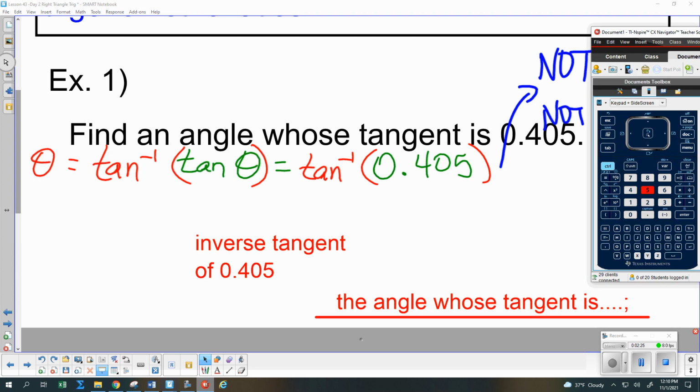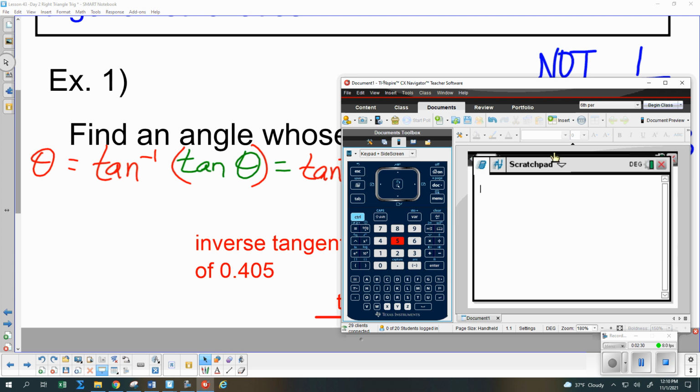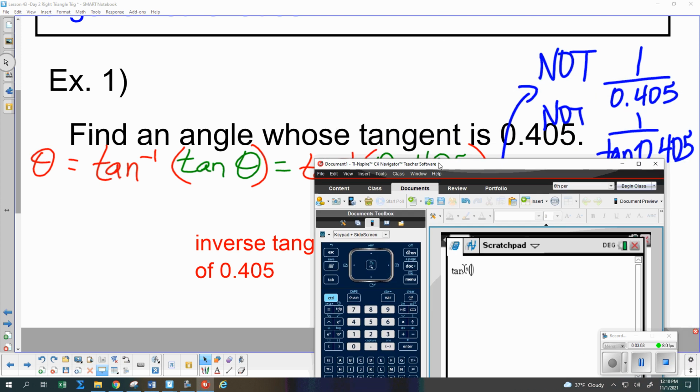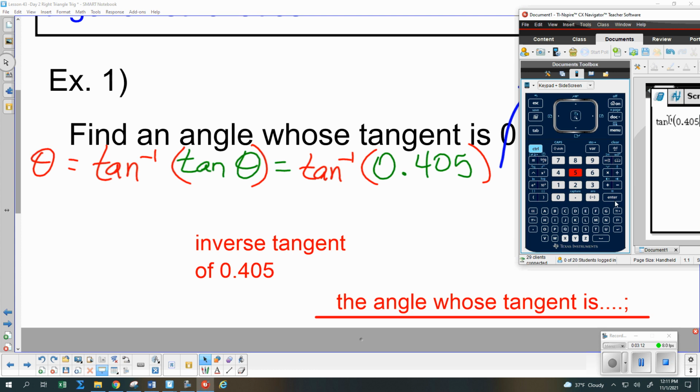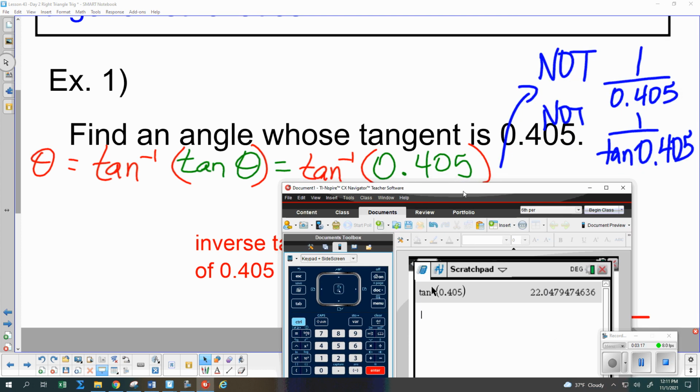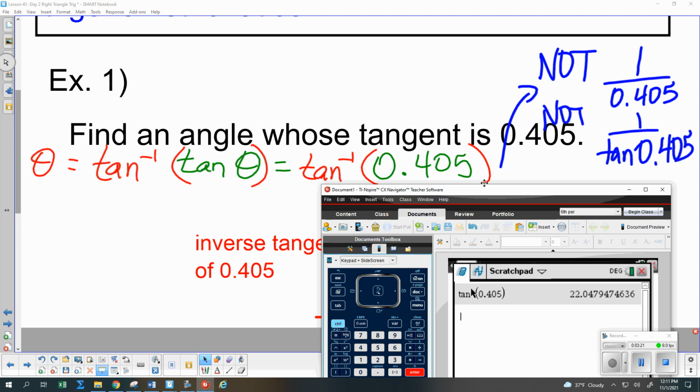So let me model that on this first one. We get on a calculator page or scratch pad. We're still going to use the trig button right beside the number 7. So when I do that here, I get all of these choices that come up, and I simply want to find the one that says tan -1. So the inverse tan, and then inside the parentheses, I need to type the number that I had, which was 0.405. And push enter, and it tells me that my angle is 22.048. And that is degrees. Anybody with a question there?